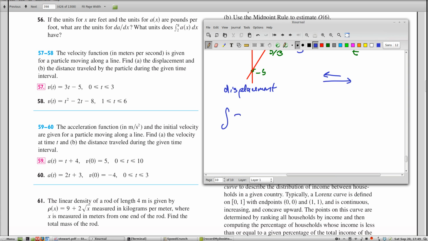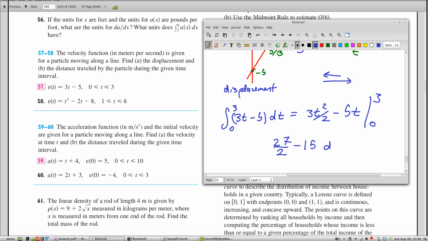So we want the integral of 3t minus 5 from 0 to 3 dt. It's very easy to find the antiderivative. This is 3 times t squared over 2 minus 5t. And we're supposed to evaluate this from 0 to 3. That just basically means plugging in 3. So you've got 27 over 2 minus 15. And like I said, this is just a negative number. What it means is the displacement.